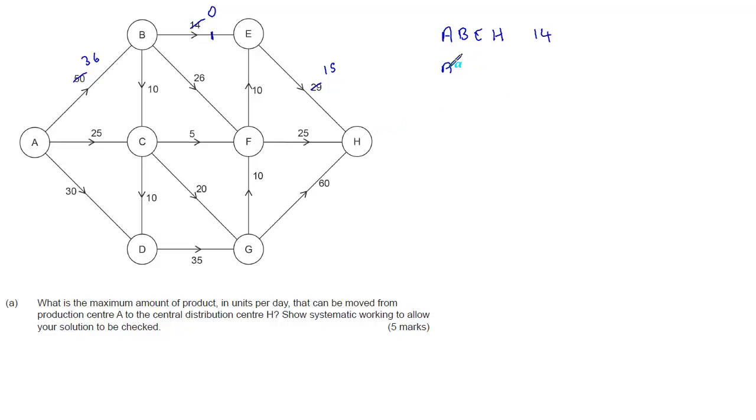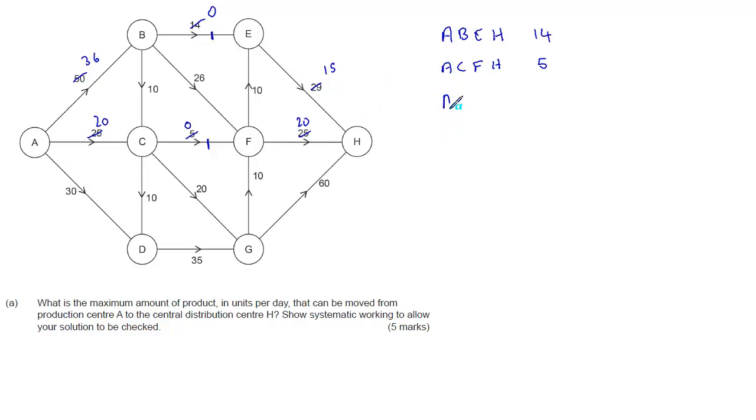What about A, C, F, H? The smallest is 5, so that's going to make that 0, and let's block it off. This one would become 20, and so would this one.